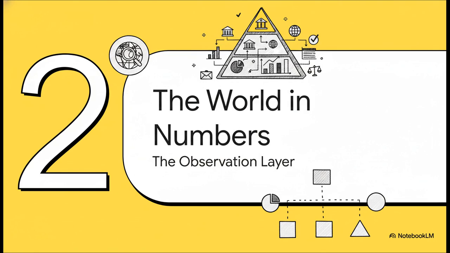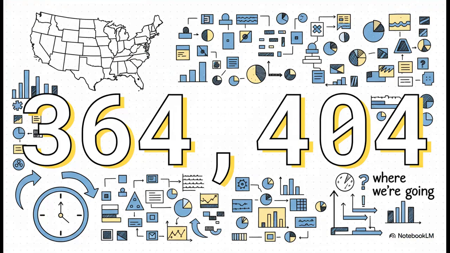This is the observation layer. It's where governments and big intergovernmental organizations, the IGOs, try to measure the world with official data. This is where the consensus facts live. And the sheer scale is just staggering. Look at the US alone.